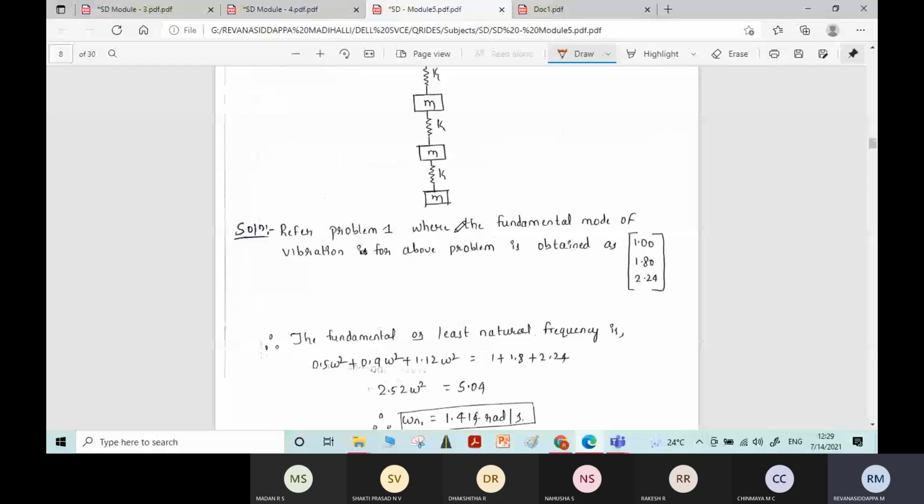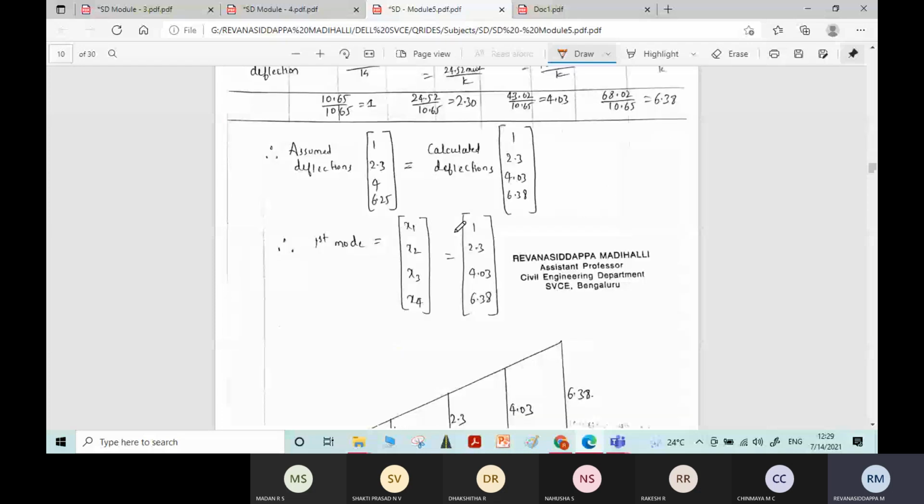Most of the time, 90% there will be a problem on Stodola's method, and there will be one derivation asked. And there are other approximate methods, like Rayleigh's method. Problems on Stodola's method are very easy, correct? This Rayleigh's method is there. If they ask, the chances of asking theory on Rayleigh's method are more.